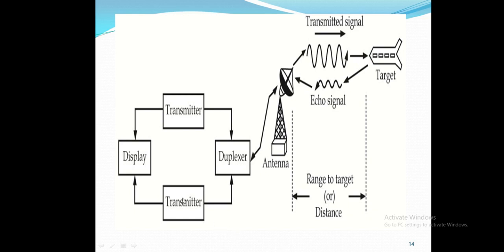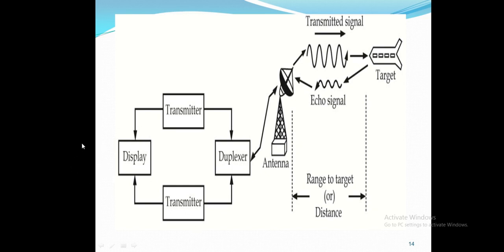In the receiver, the received signals are amplified and processed to detect the presence of the target and determine its location. The function of the receiver is to receive the signals from the antenna, amplify the signal and process it to detect the presence of the target and determine its location. Next one is a display device.